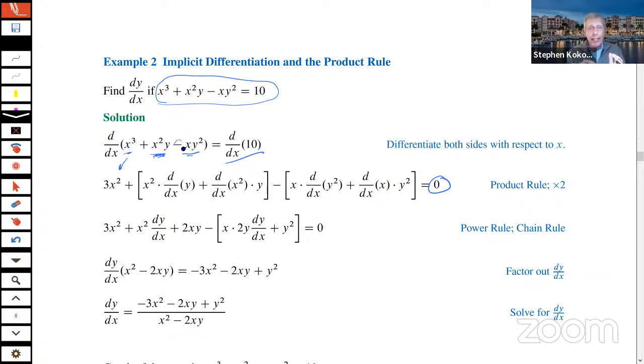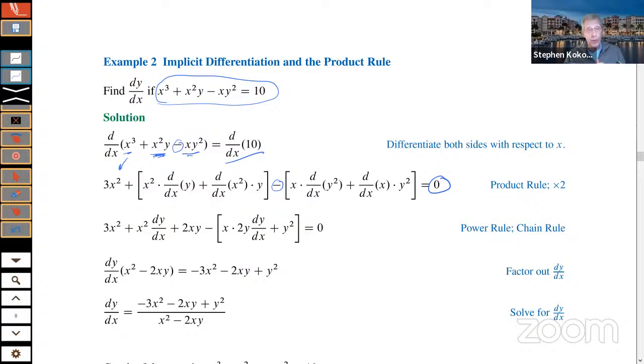Minus, there's that minus sign. I chose to bring that outside here. x times the derivative of y squared plus the derivative of x times y squared. Okay. All right, let's see what I got here.